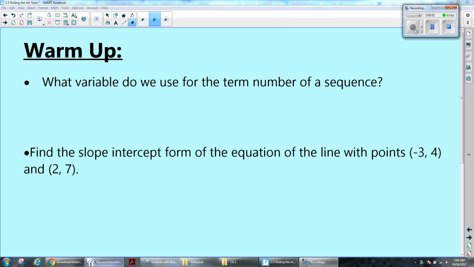All right, when we're looking at these terms, the variable that we use for term numbers of a sequence, that is n. We'll be using that a lot today.